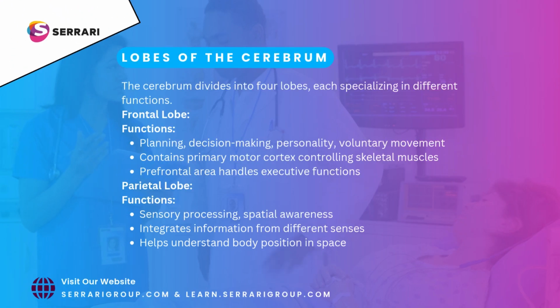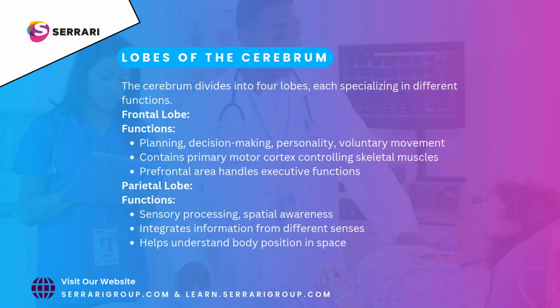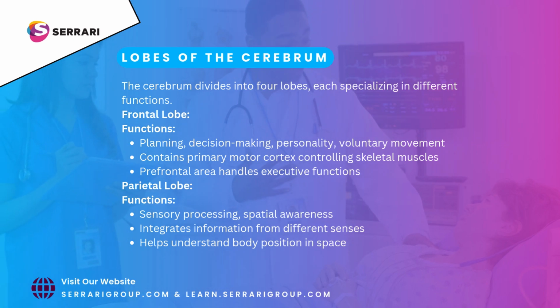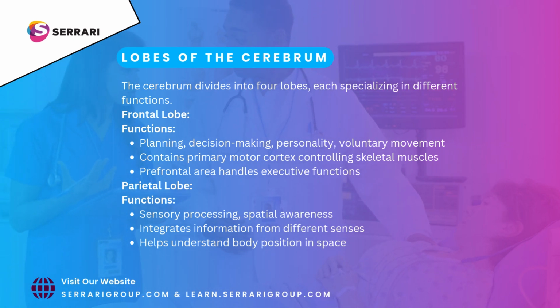Lobes of the cerebrum. The cerebrum divides into 4 lobes, each specializing in different functions. Frontal lobe. Functions: planning, decision-making, personality, voluntary movement. It contains the primary motor cortex controlling skeletal muscles. The prefrontal area handles executive functions.